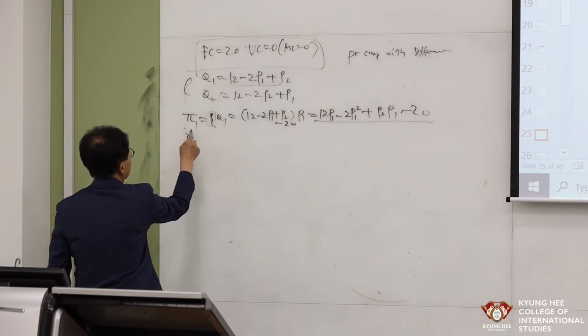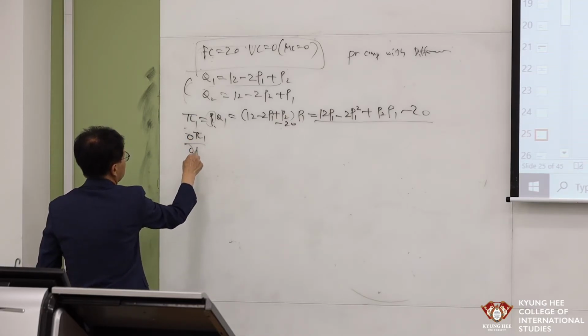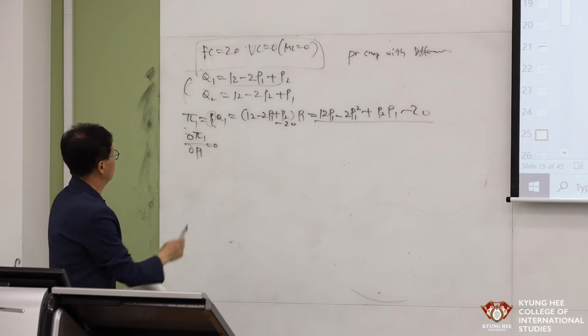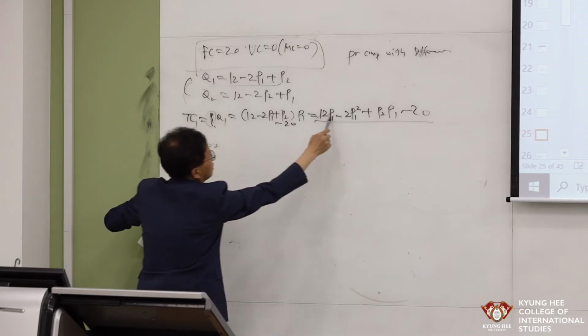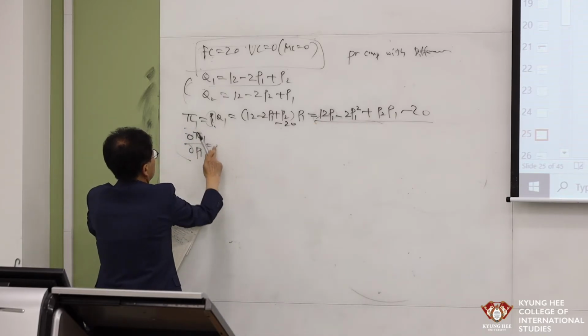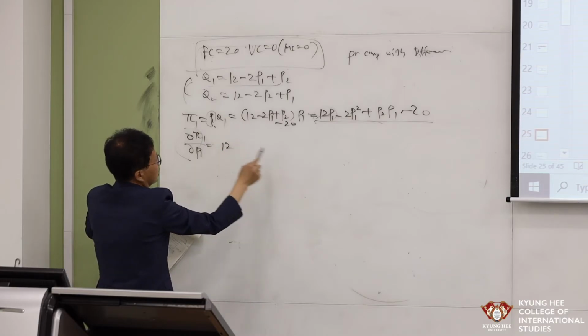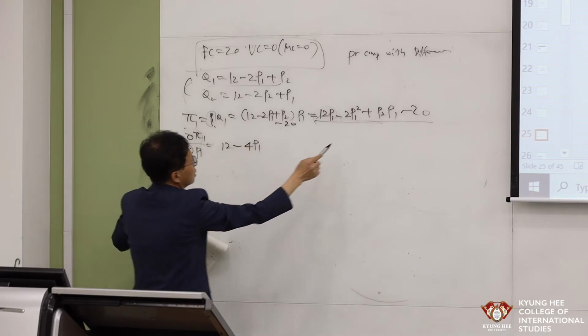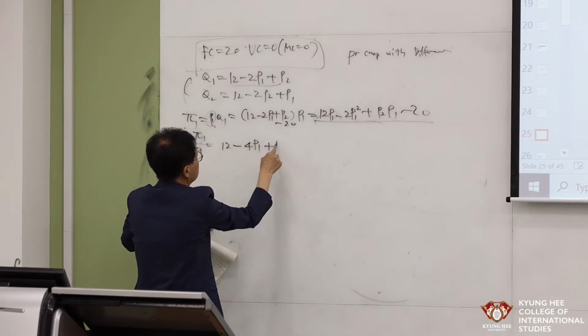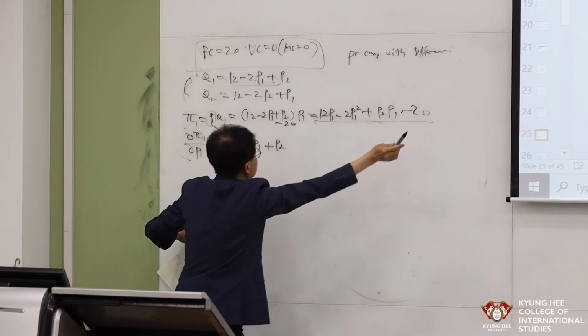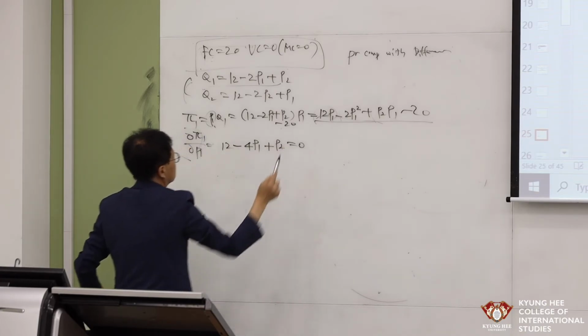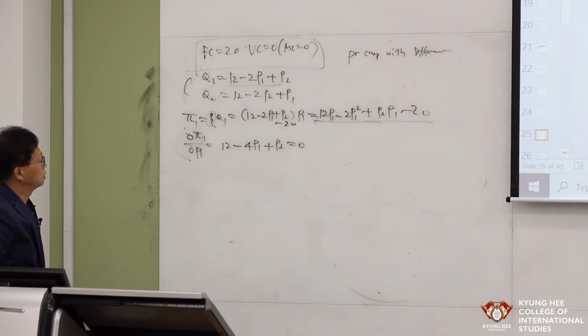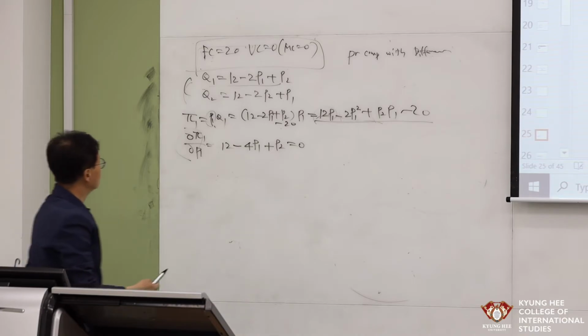So simply talking, this derivative should be equal to 0, isn't it? We calculate this one from here. This one is just 12 left. This one minus 4 P1. This one just P2 left. And this one disappears. This should be equal to 0, isn't it? Right?